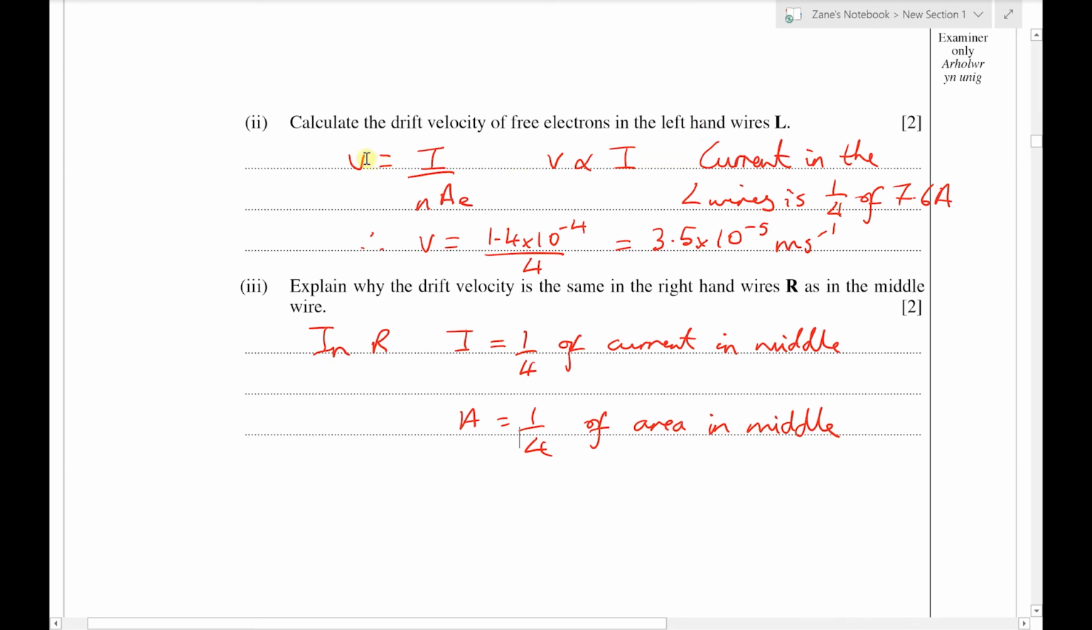So if we look back at this V equals I over NAE formula, we'll see that we would have a current 4 times smaller on the top, an area 4 times smaller on the bottom. The overall effect of those two will be a cancelling out. So we could express it something like this and show that those quarters cancel. So the basic idea of that question is to realise that even though there's less current in the right-hand wires, there's less cross-sectional area as well in exactly the same proportion.